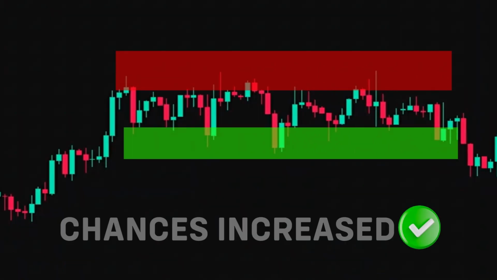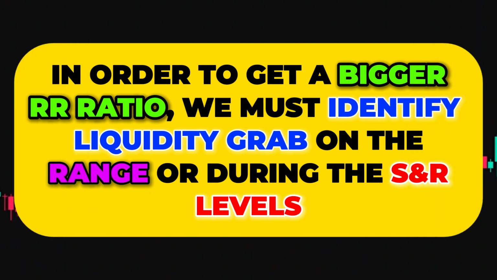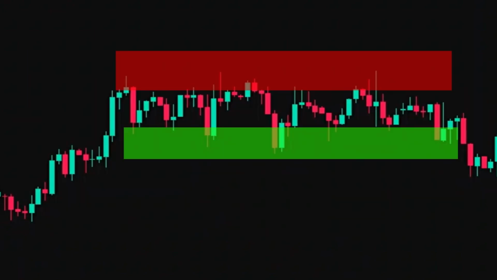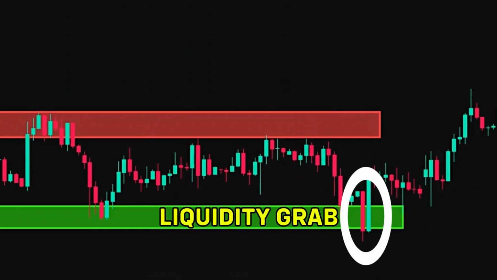There's an essential thing you must understand about the market's behavior when it's in a range or near major key levels. In order to get a bigger risk-to-reward ratio, we must identify the liquidity grab during the range or during the support and resistance zones. You can see some examples of it. The liquidity grab happens, and then the market makes a big move. But here's a catch. The big move can be in either direction, and therefore, you must wait for a confirmation before entering into the trade.